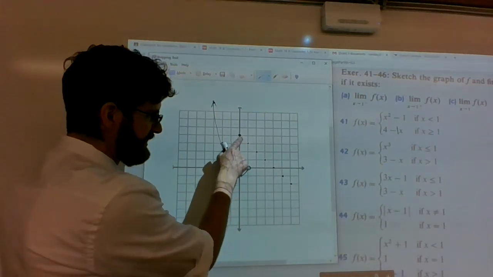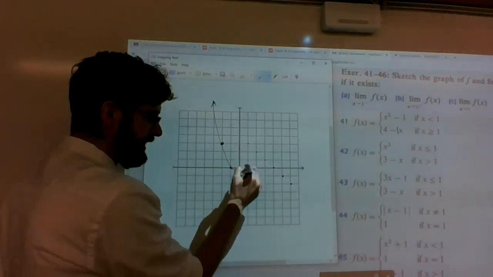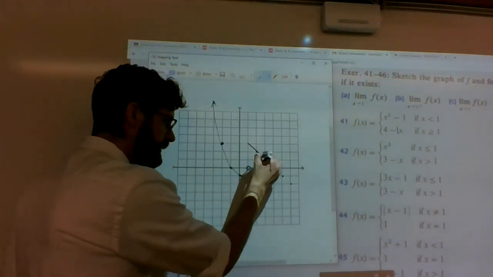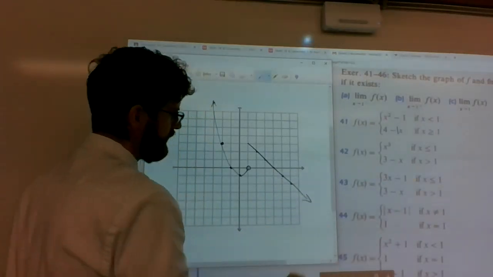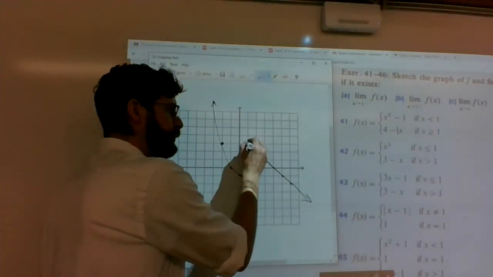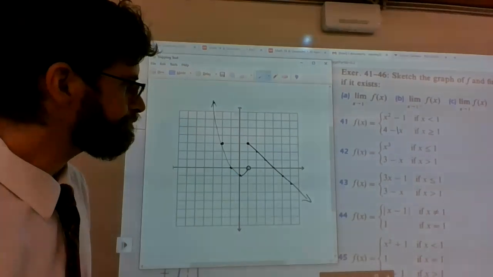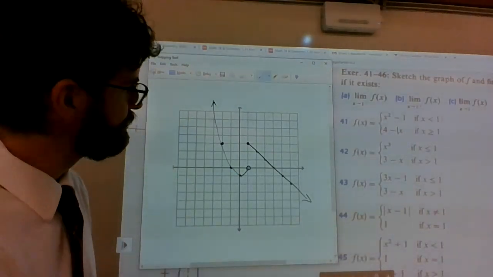So it really doesn't exist at this spot. It starts at x equals 1 and then moves down like that. It's a closed circle up here because of the equal to.